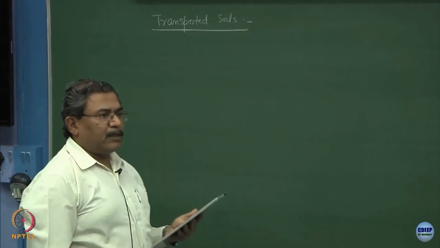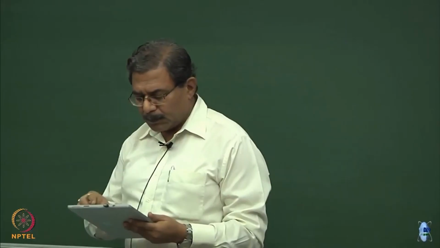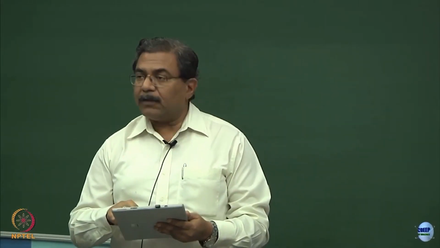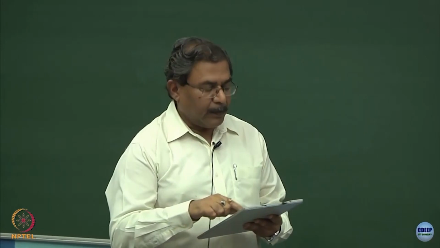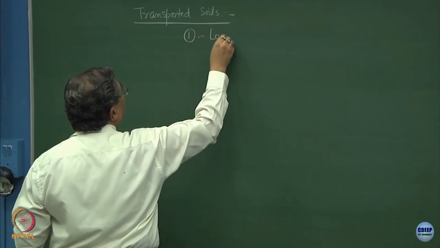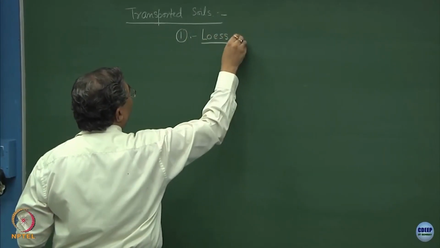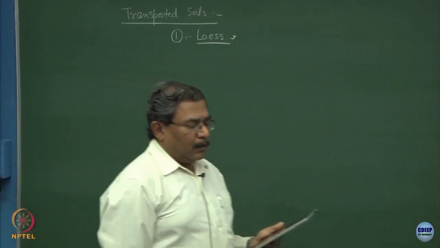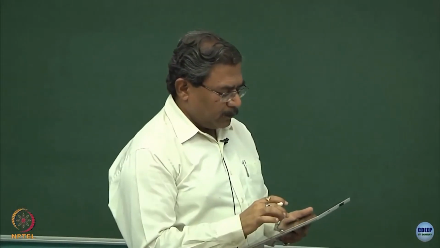If you remember, geologically we had differentiated between two groups. One is transported, another one is residual. I think I cited examples of residual soils, and in today's lecture I will be talking about the transported soils and some of the examples. See, first in the category is loess. We discussed this in the last lecture also.